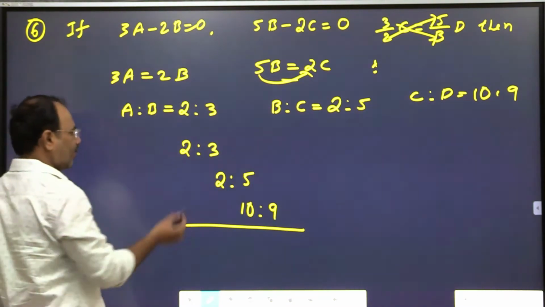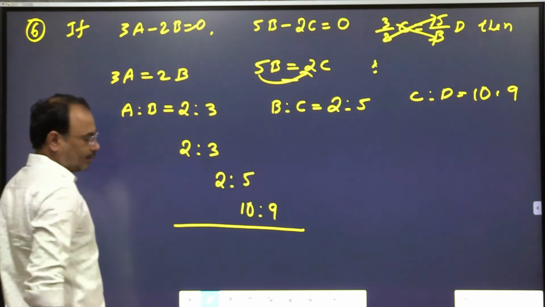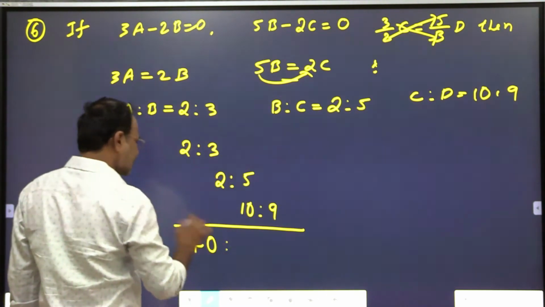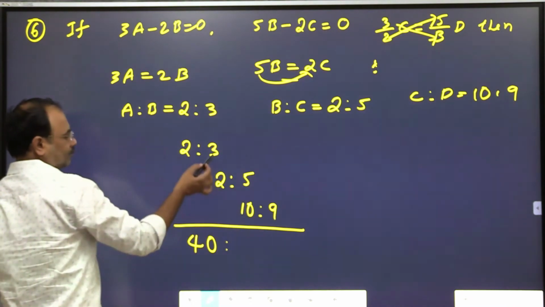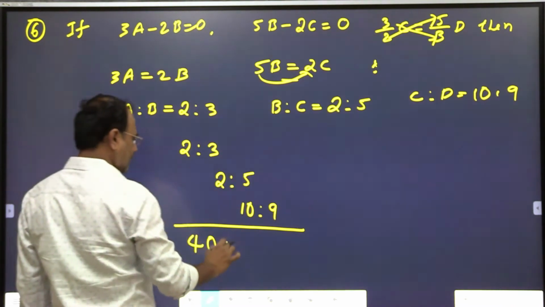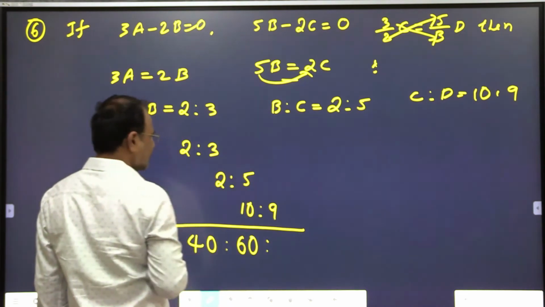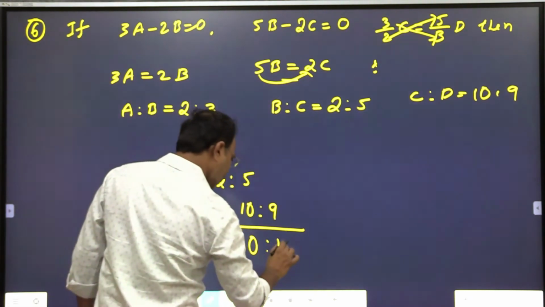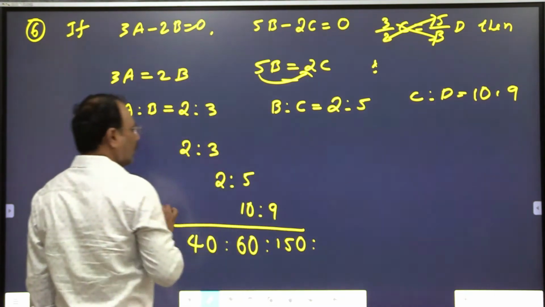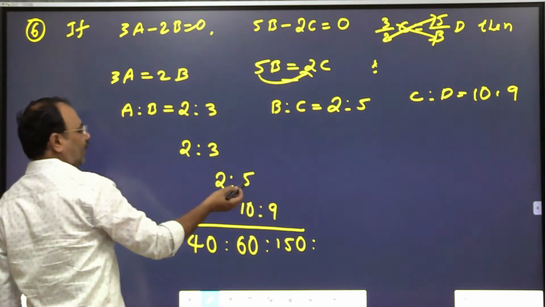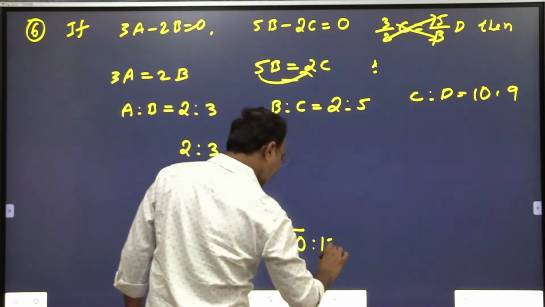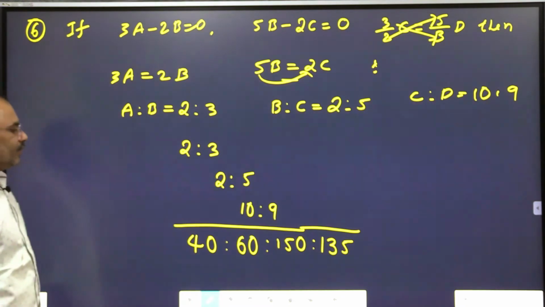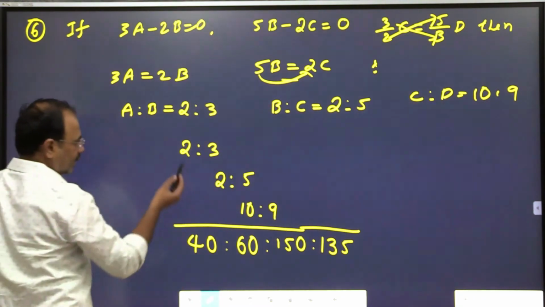Then what is the first term? 2 into 10, product of antecedents, 2 2s 4, 4 10s 40. Then what is the second term? 3 into 2, 3 2s 6, 6 into 10, 60. What is the third term? 3 5s 10, 3 into 5 15, 15 into 10 150. Last term 3 5s 9, 3 into 5 15, 15 9s 135. So 40 is to 60 is to 150 is to 135.